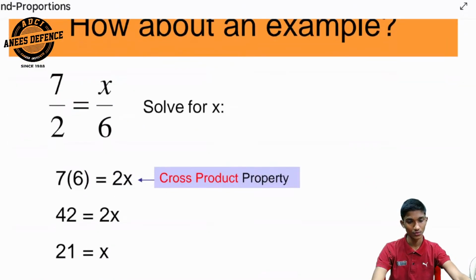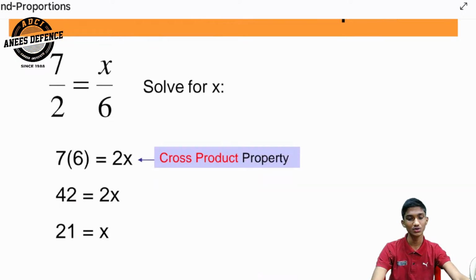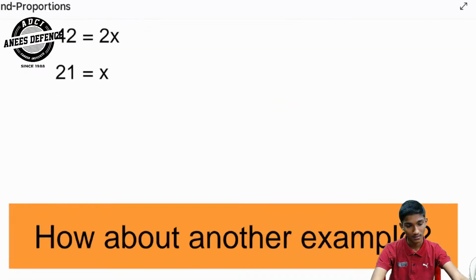Suppose there is an example: 7 upon 2 is equal to x by 6. Now we have to find the value of x. Again, we will use the cross product property. So 7 into 6 is equal to 2x. 42 is equal to 2x. So 42 divided by 2 is x. So 21 is the value of x. We have got the answer.